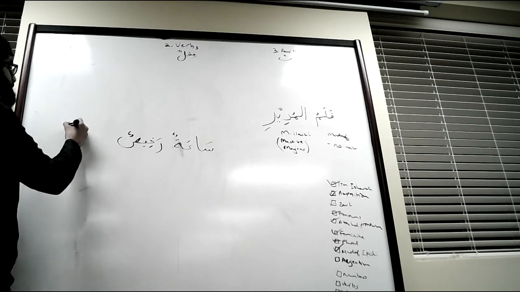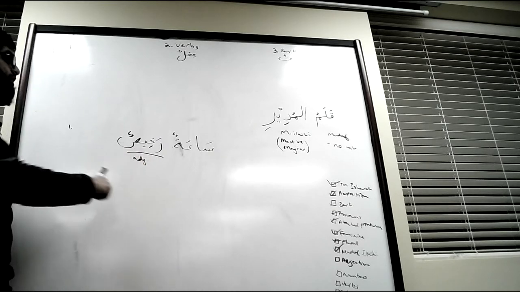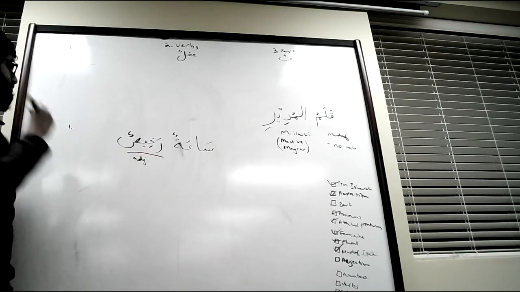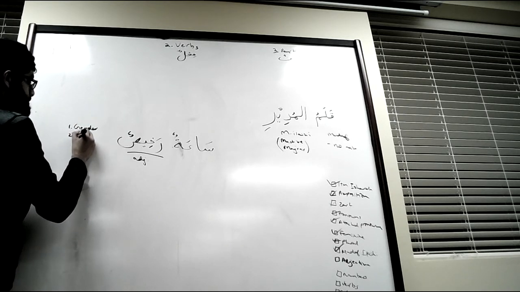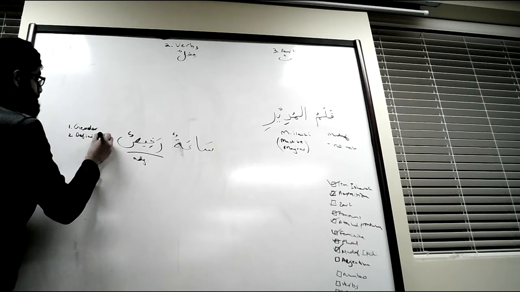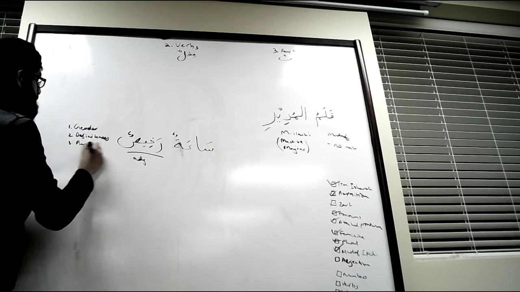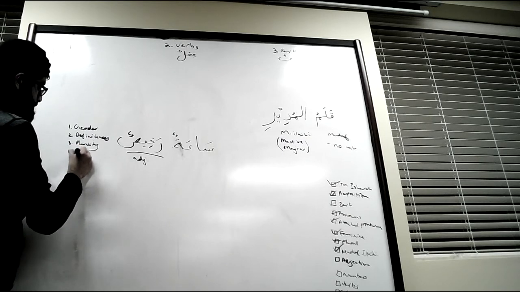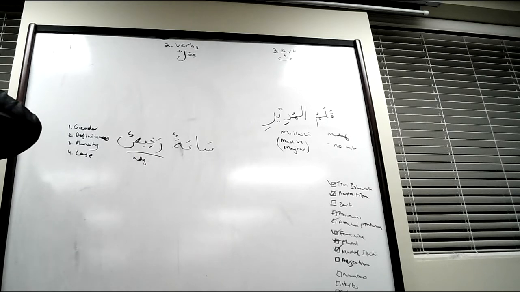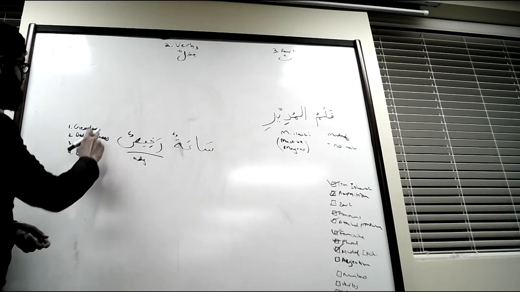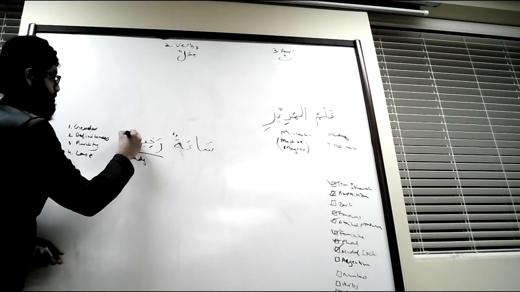So four things have to match. If I'm saying cheap watch, this is my adjective. What does the adjective have to match with the noun? Gender, definiteness, plurality, and case. Okay. So instead of sa'atun rakhisun, I'm going to say sa'atun rakhisatun, right? Because I have to match the gender.